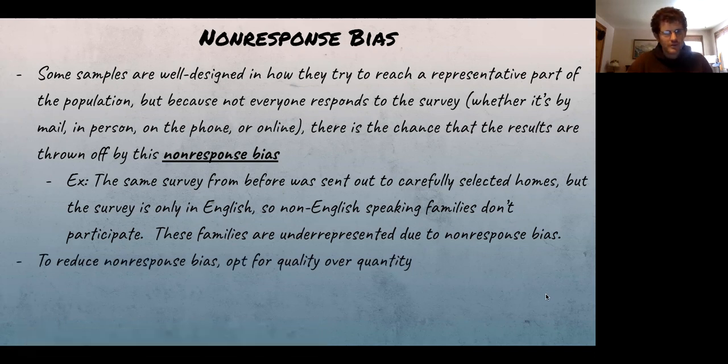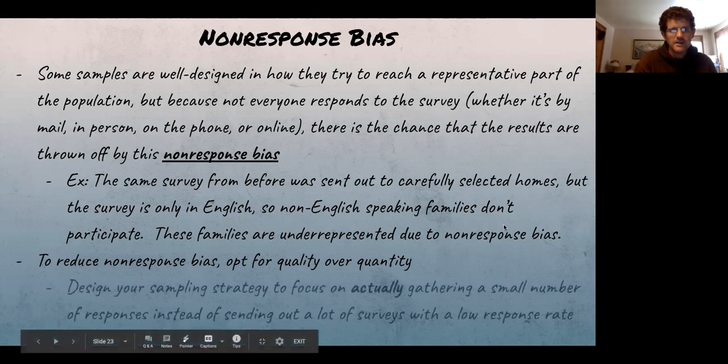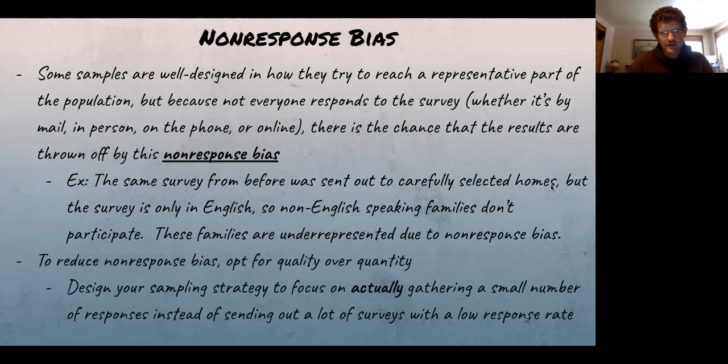One approach to correct for this is to opt for quality over quantity. That means if someone doesn't respond to your survey, then you contact them and get their responses. You don't just say, oh well, we'll just go with the data that we got. You actually gather all the data from the homes and people that you select.